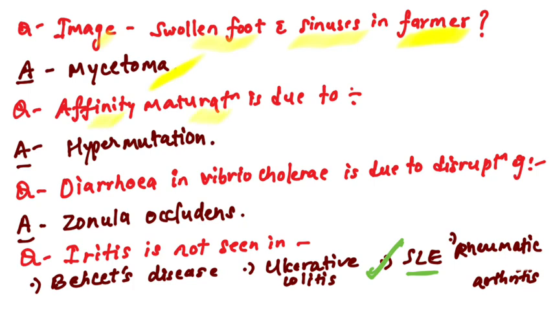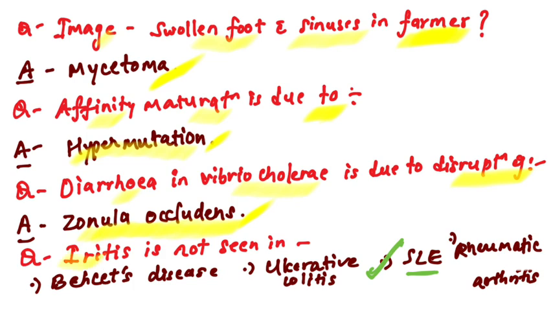Now affinity maturation is due to hypermutation. So affinity maturation is due to hypermutation. Now diarrhea in Vibrio cholerae is due to disruption of zonula occludens. This is also easy. A repeated question. So diarrhea in Vibrio cholerae is due to disruption of zonula occludens.